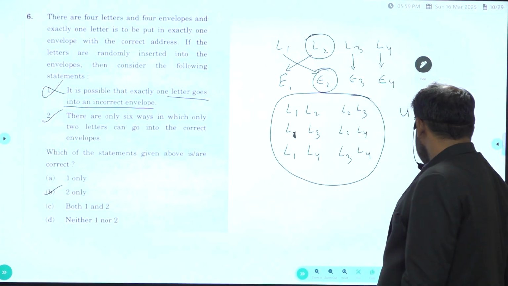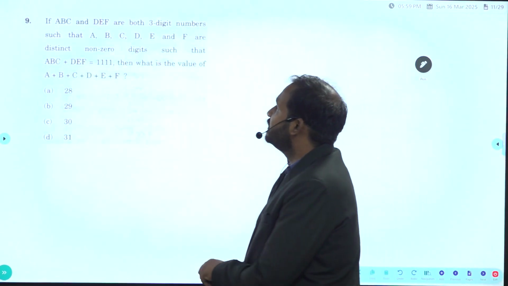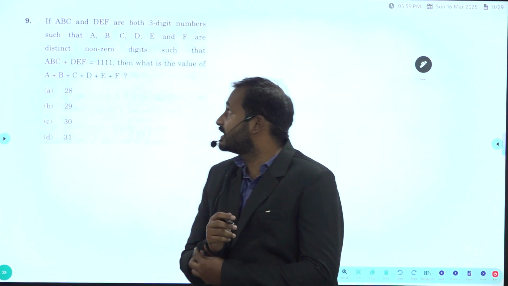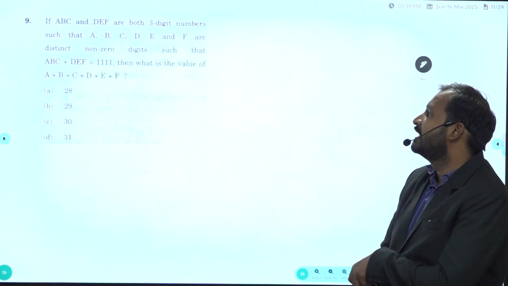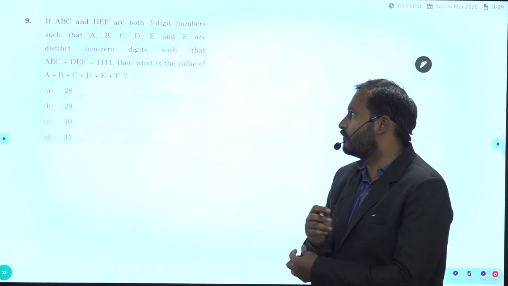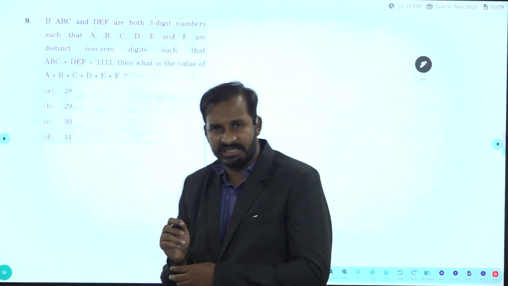Okay, next one. See here, if ABC and DEF are both 3D numbers such that ABC, DEF are distinct non-zero digits such that ABC plus DEF is equal to 4 ones, then what is the value of ABC, DEF? That is the question they asked for us here.